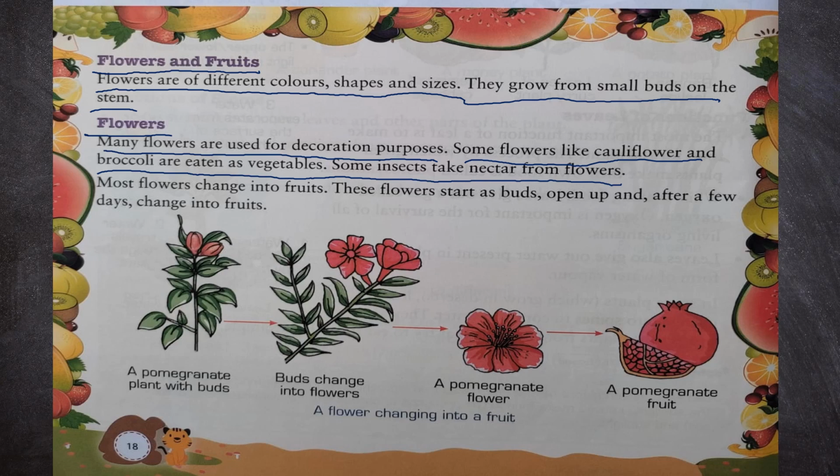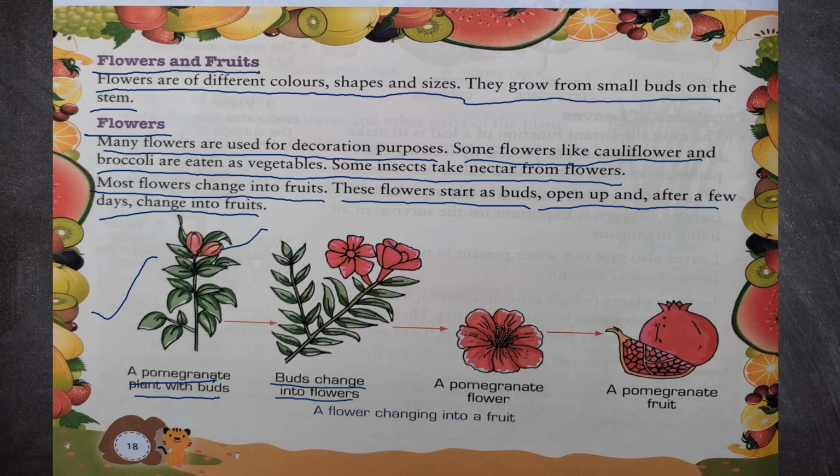Most flowers change into fruits. These flowers start as buds, open up and after a few days change into fruits. As we can see in this picture, a pomegranate plant with buds. Second, buds change into flowers, and then a pomegranate flower changes into a pomegranate fruit. So a flower changing into a fruit.